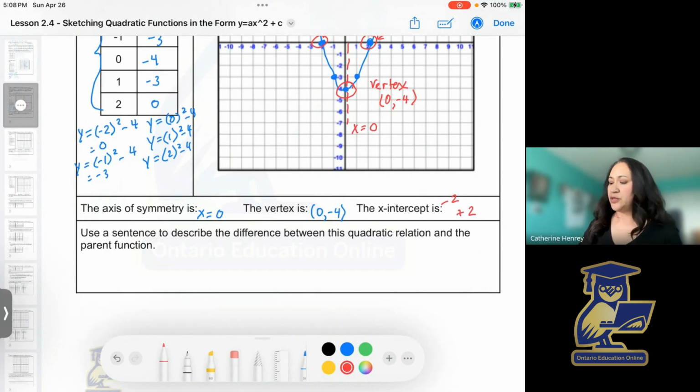Now, what's the difference between this quadratic relation and the parent function? It looks like this one is shifted down 4 units.